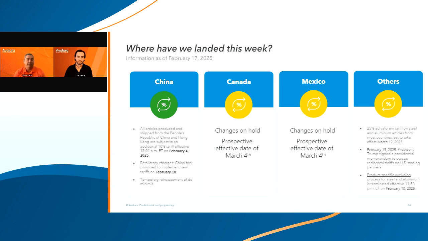Great question. As you can see, China has had a series of retaliatory moves against us. One, we applied all these duties and tariffs to China and Hong Kong, which is an additional 10% effective February 4th. De minimis has been temporarily removed. And then China has stated they're going to put retaliatory tariffs on us as well on February 10th.